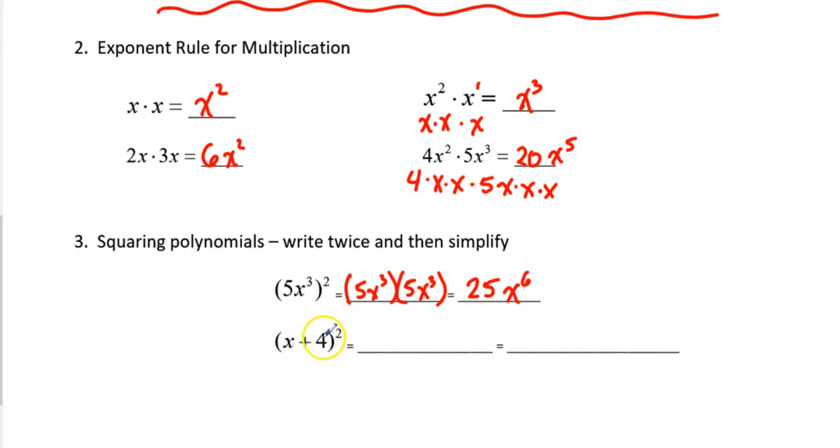If I have what's called a binomial here, 2 terms, x plus 4, and I'm squaring it, we can write it like this, x plus 4 times x plus 4. Write it twice. Let's hold off on that, okay, to be determined. We'll get to that later in our lesson, all right?